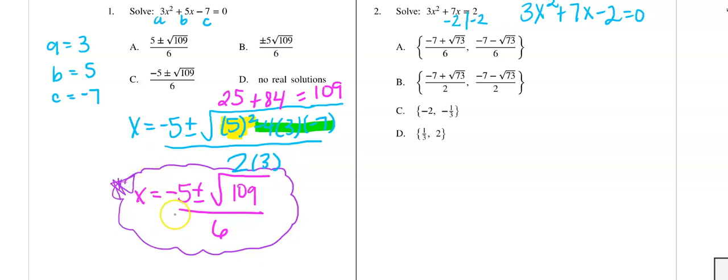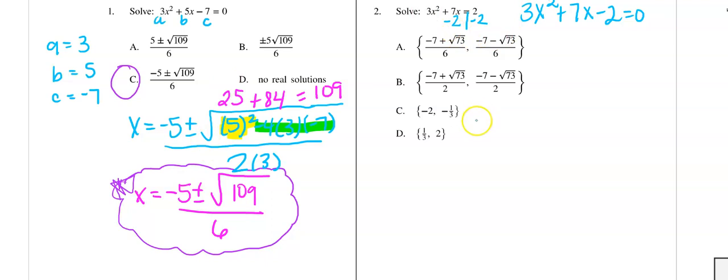Because I've gotten it wrong 3 times. It's negative 5 plus or minus the square root of 109, which is the C one. What is different about this one is the 5 is after that plus or minus. So be really careful there, okay? Next question.